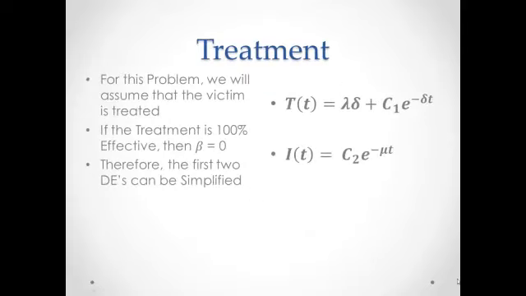Now we're going to be talking about treatment. Let's assume that the treatment for this patient is 100% effective. If so, beta, which in the last slide we discussed was the infection rate constant, is 0. Knowing this, you can remove half of the first two differential equations, then solve them. In particular, I used the separation method. The results can be seen at right.